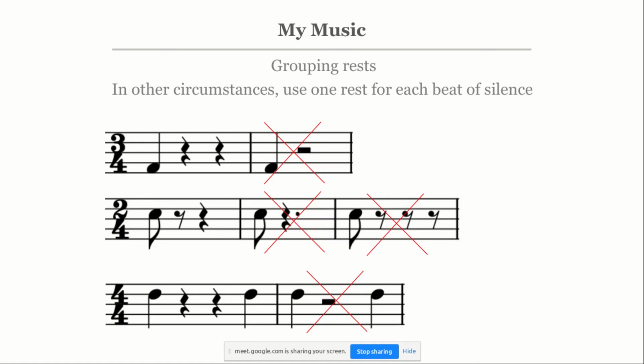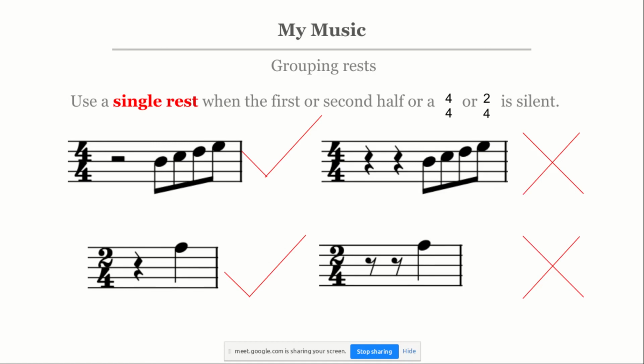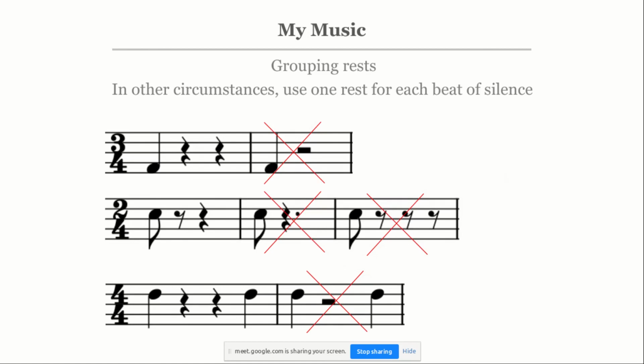The only circumstance where you should combine rests and make a rest that is of 2 beats is in 4/4 and nothing else. In 4/4, the first 2 beats or the second 2 beats, the first half or the second half of the bar, can be done with a minim rest to combine 2 beats together. In every other circumstance, let each beat get its own rest.